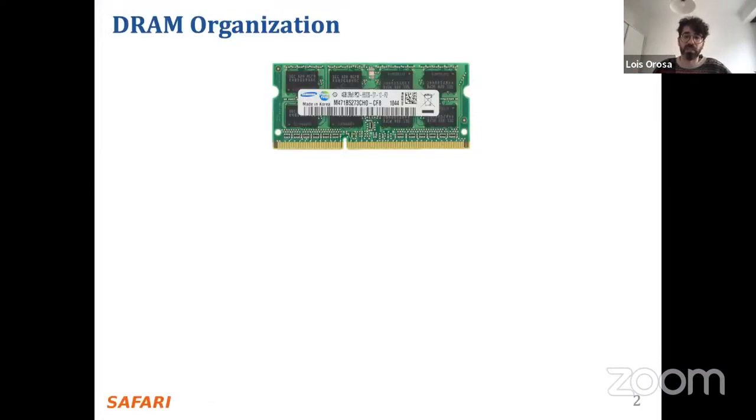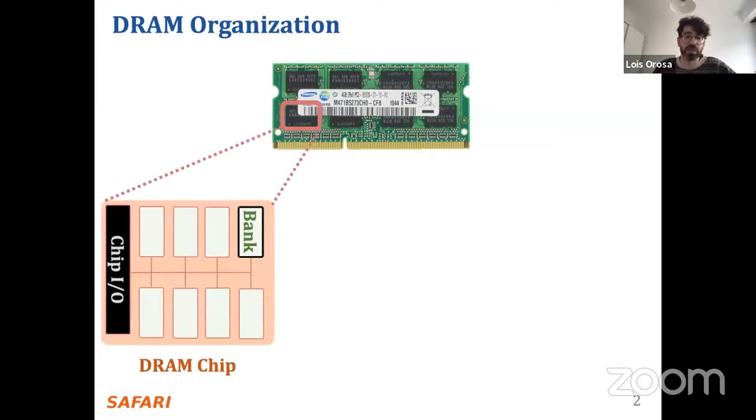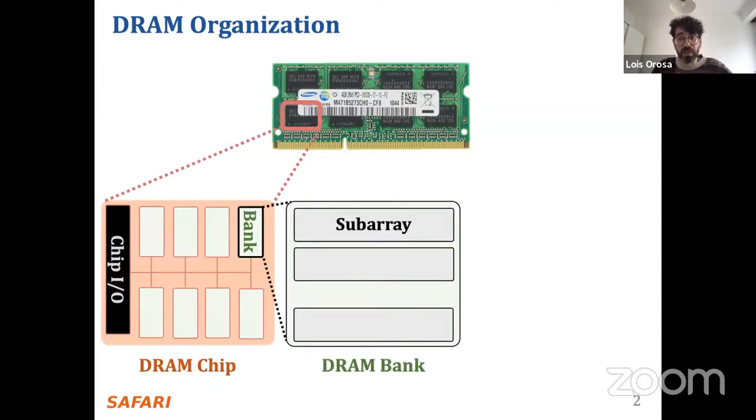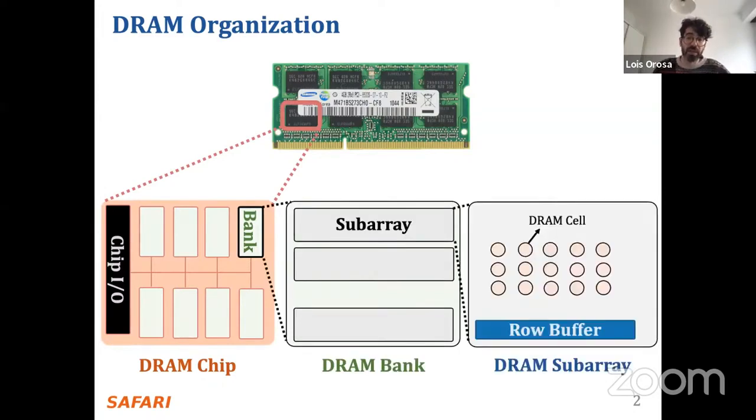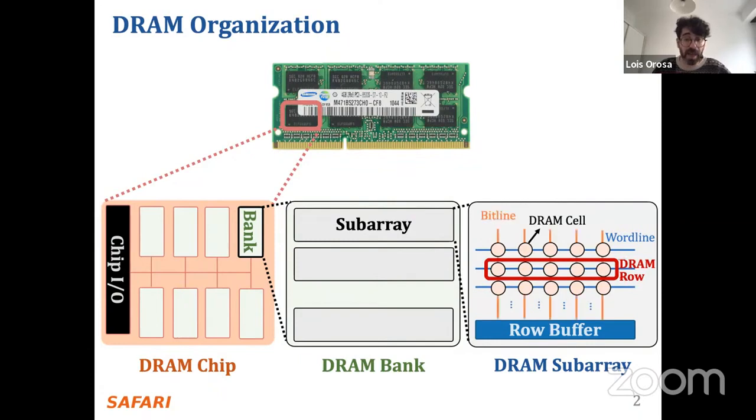So this is a DRAM module used as the main memory of many systems. A DRAM module consists of multiple chips, each of which contains multiple banks. Each bank is composed of multiple subarrays, and within each subarray, there is a two-dimensional array of DRAM cells. These cells are organized into rows that are selected using word lines, and the cells are connected to a row buffer via bit lines.